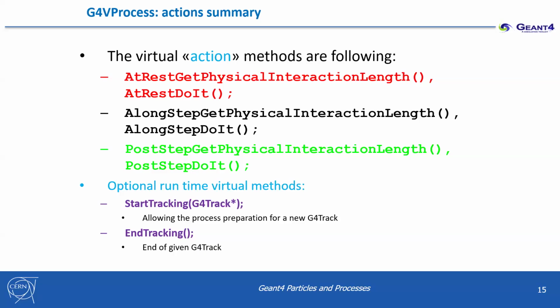It is called start tracking. When you take a track and decide to track it, you call the start tracking method. And also end tracking for a given G4 track. You may implement these methods as well. By default, these two methods do nothing.